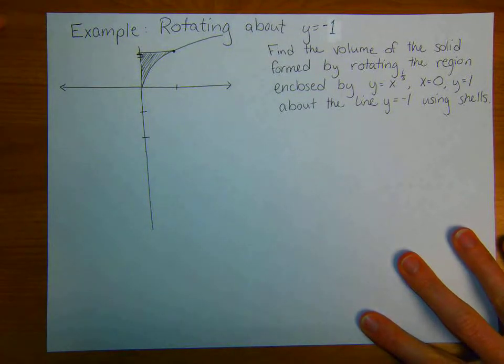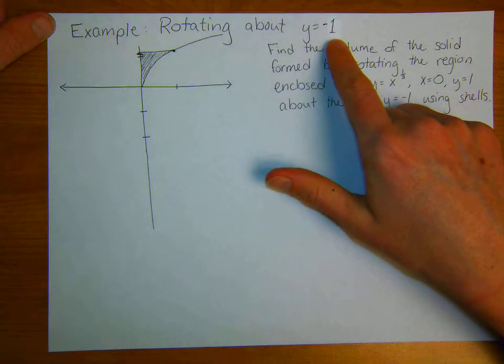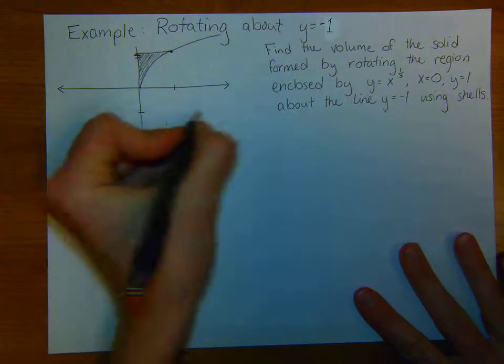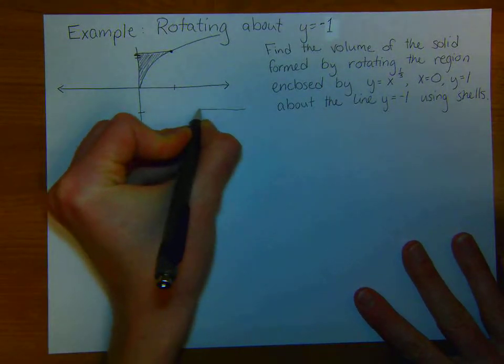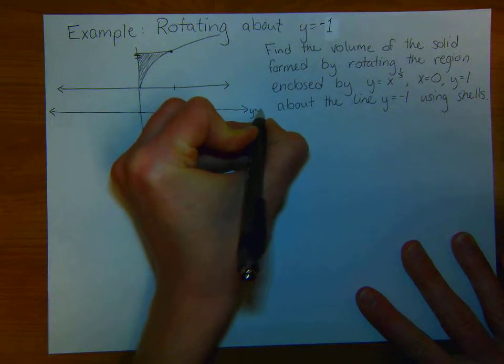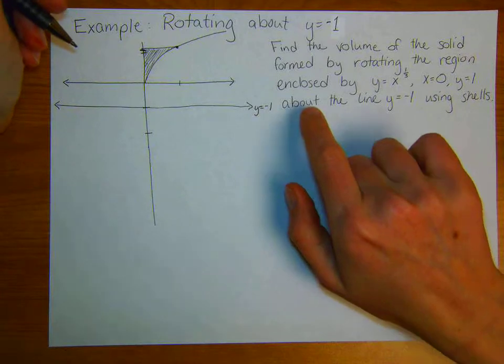So in this example, we're going to look at rotating a figure about the line y equals -1. So instead of rotating it about either the x or the y axis, we're going to rotate it about this line down here. And there are a few complexities in this problem, but I think it's a good problem to look at.